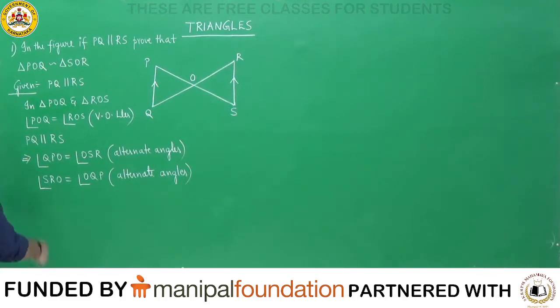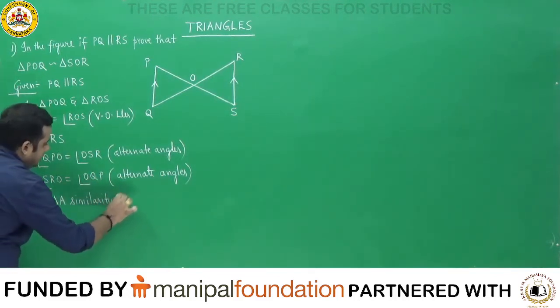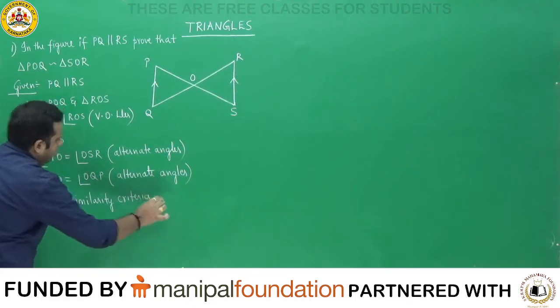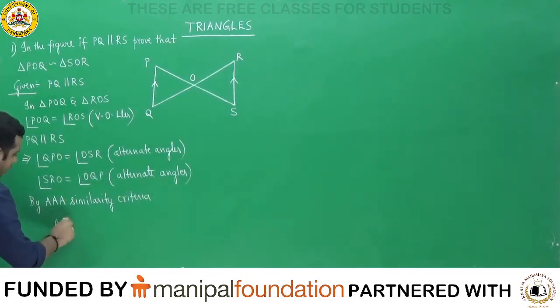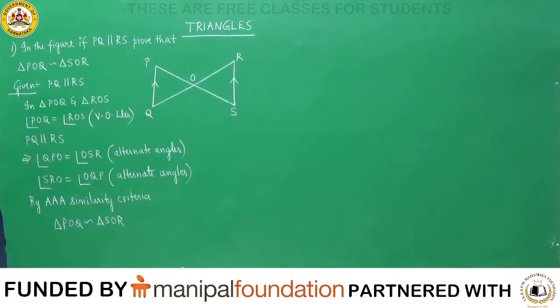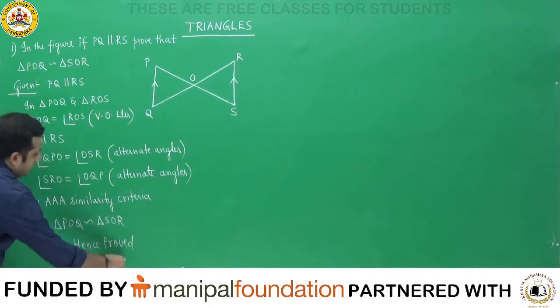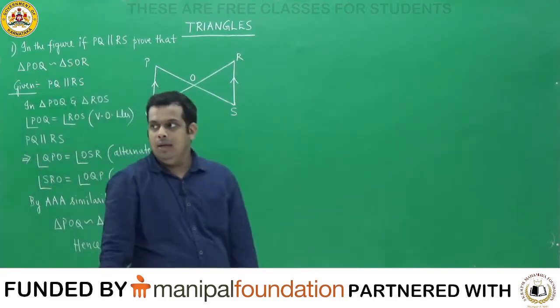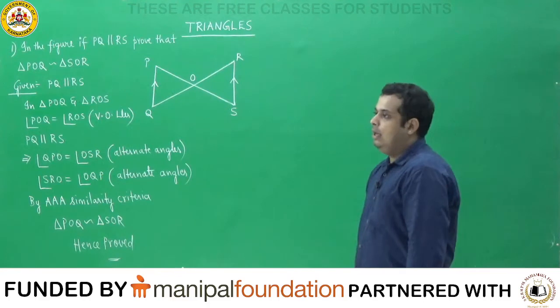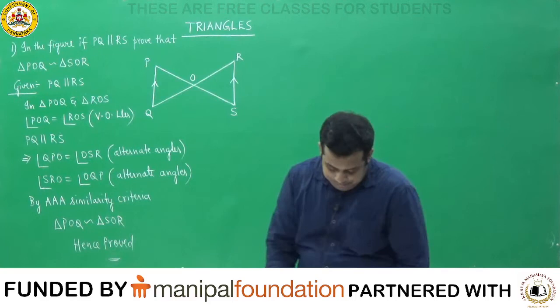Correct. So, I can say by angle similarity criteria, I can come to the conclusion that triangle POQ is similar to triangle, what is it? SOR. Right or not? Hence, proved will be the answer to the question. Very easy question to solve. Easy to understand also. Angle similarity criteria will give you the answer to the question. Is it okay? Easy to understand.